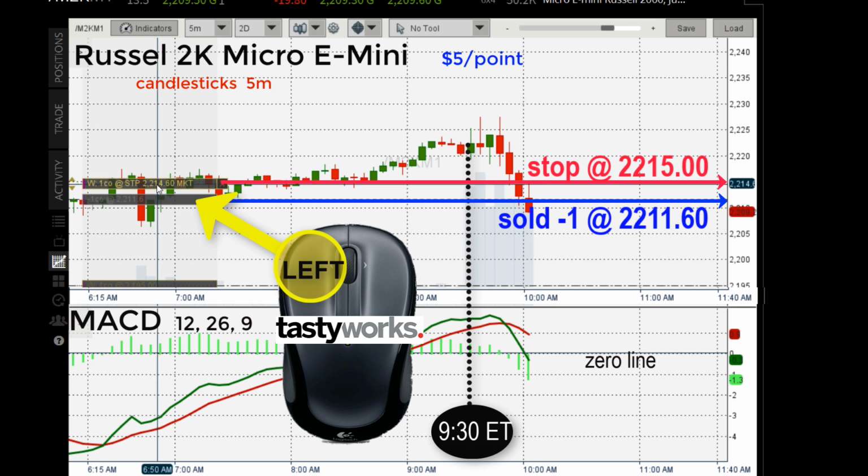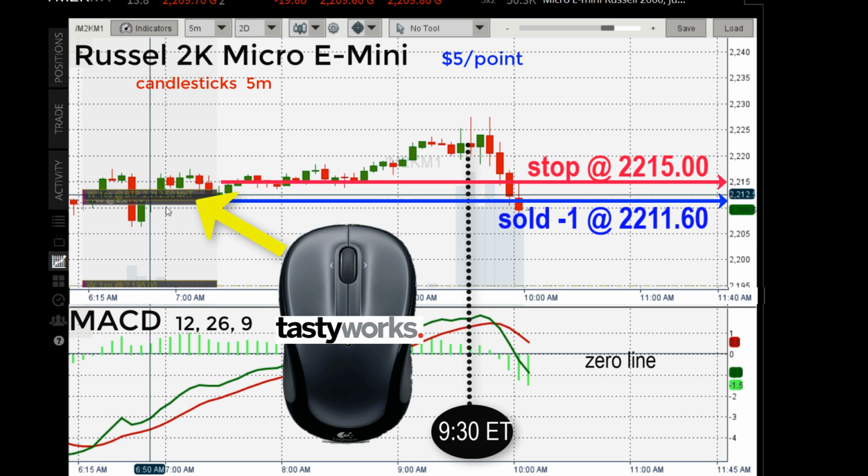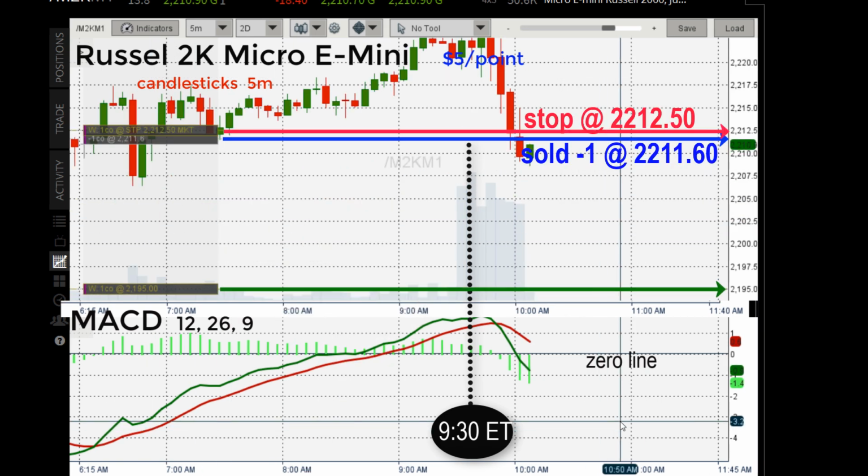And with it moving down, the first thing I want to do is control that risk. That's rule number 1. So I'm going to move that stop down from 2215, and I brought it down to 2212.5. You can see it's been posted on the screen now. And I'm still trading about even money, 22.11, and my risk on the trade right now is about $4.50.